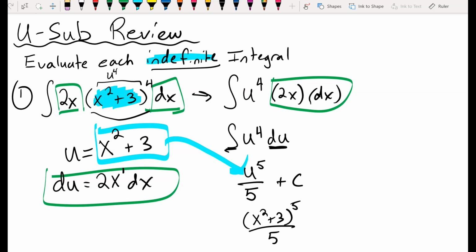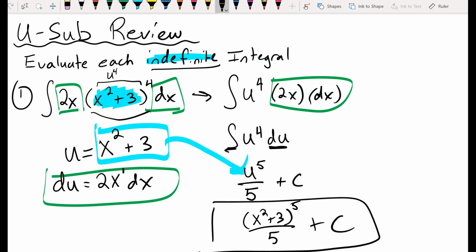Now, if this was a definite integral, I would just evaluate it from my bounds there, but it's not, so I could leave it right here. This is the general antiderivative of my original function. And you could always check by taking the derivative using the chain rule if you wanted to.